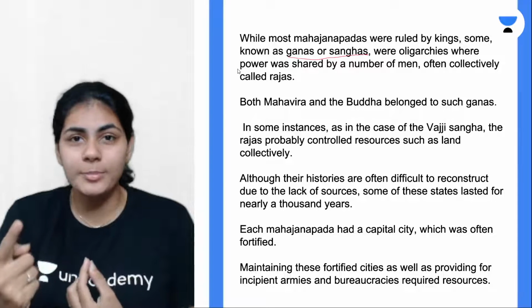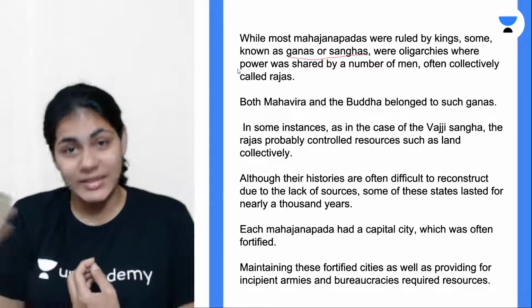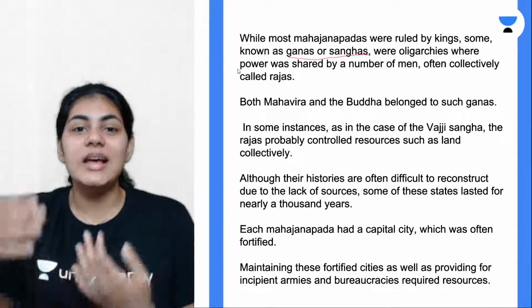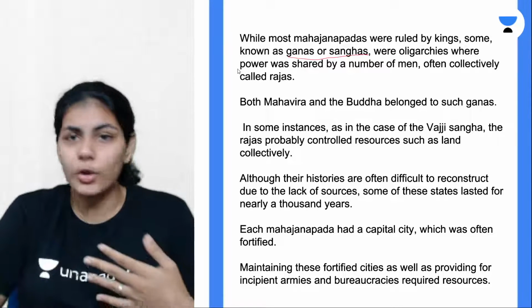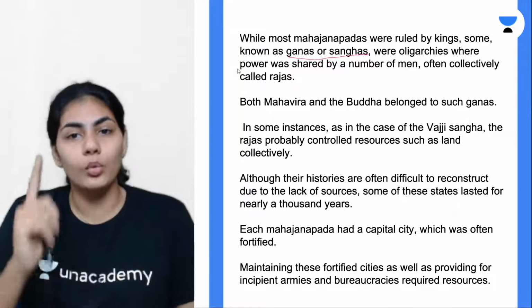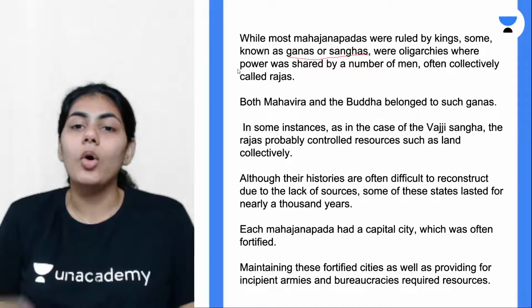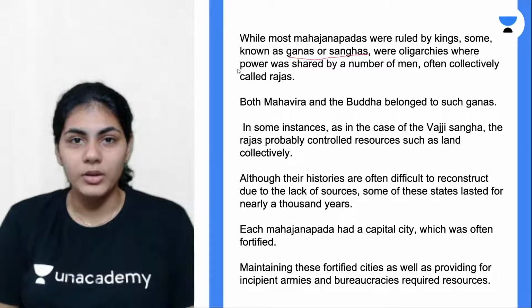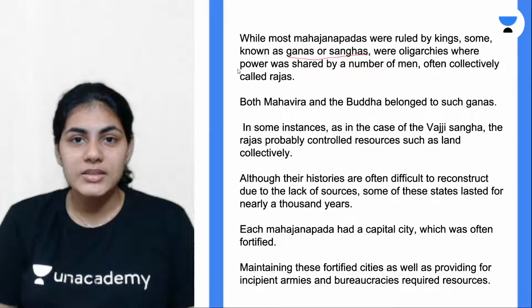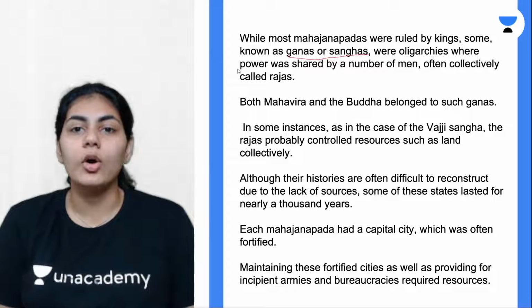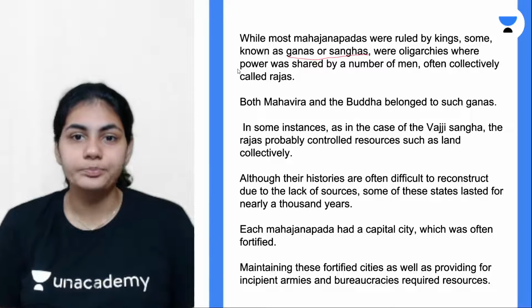It's not just one person who has all the power like the king, but a group of people, like 10 people, 15 people. We don't know the number, but definitely not 1%. All of these people shared the power and they are called the Rajas. So Rajas basically ruled over all these Ganas and Sanghas.